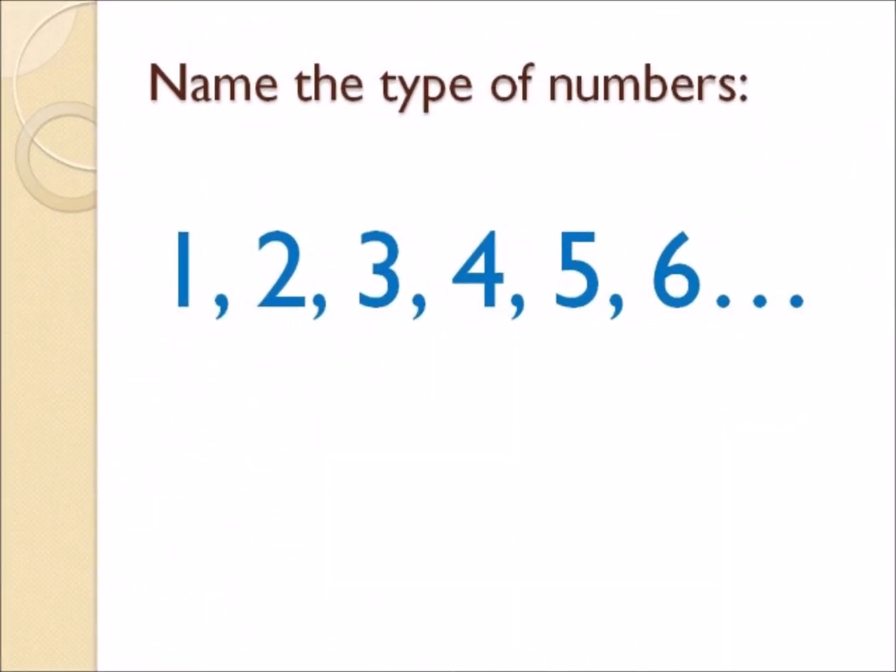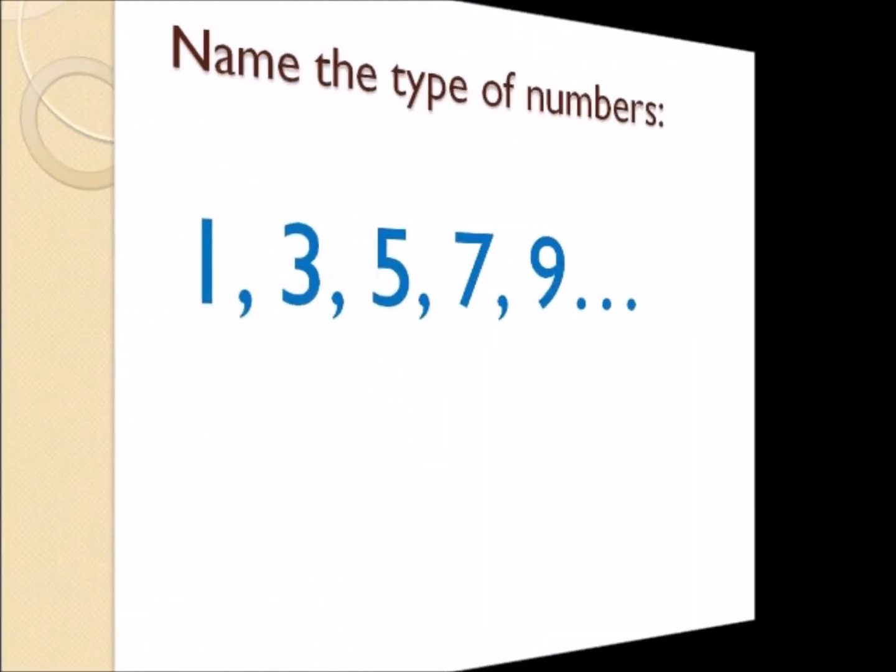Now look at these. Name the type of numbers: 1, 2, 3, 4, 5, 6. This is easy. What are these numbers? 1, 2, 3, 4, 5, 6. Look at your fingers and you remember what I said. Yeah, natural numbers.